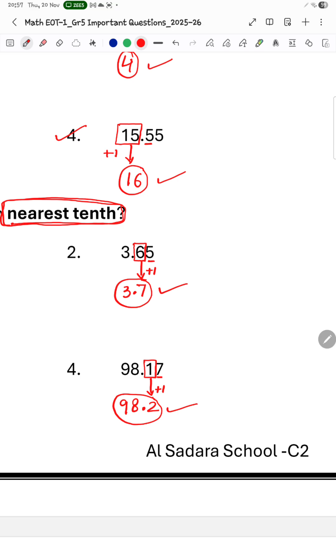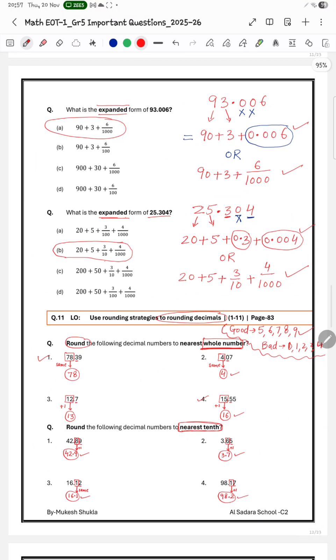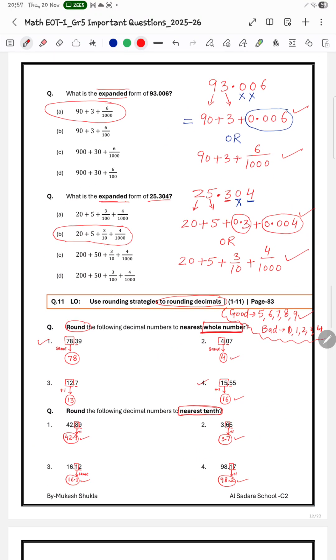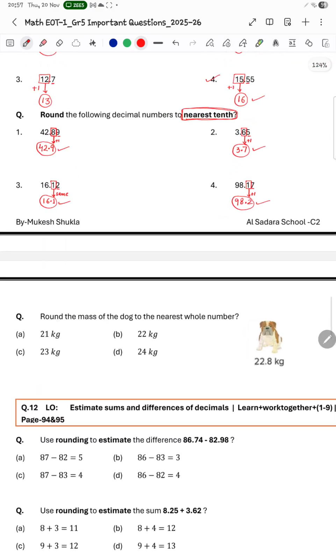So remember, if they ask you to round to the nearest tenths, you have to be very, very careful. And if they ask you to round to the nearest whole number, then again you have to be very, very careful. Only remember in your mind the good numbers and bad numbers. Okay, let's move on to this question.